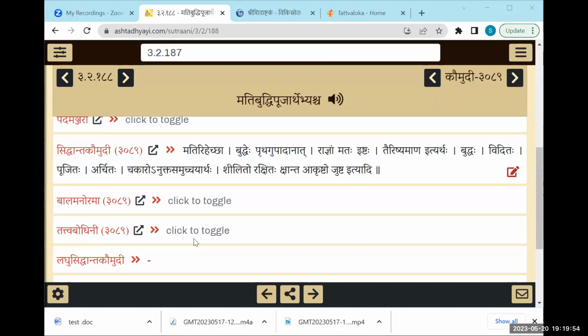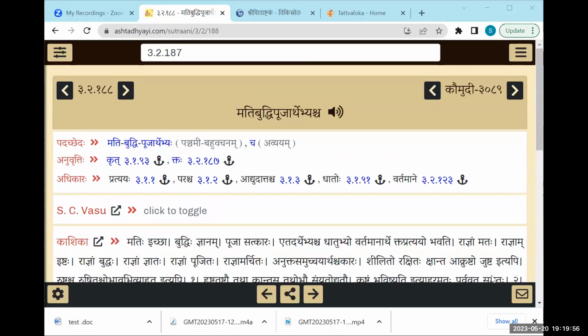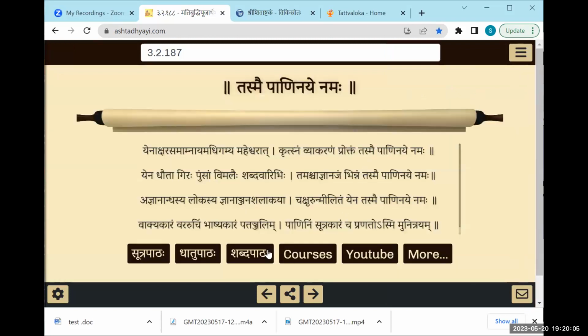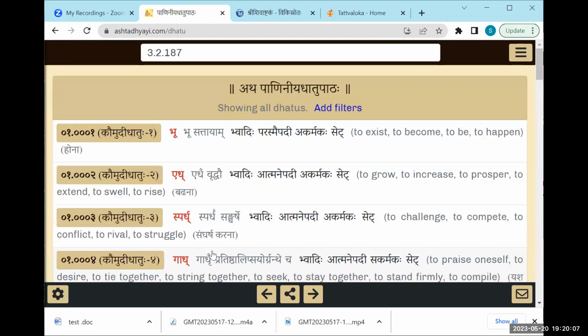Okay. Now, you know our favorite site, right? It is ashtadhyayi.com. Just go to Mukhya Prishtam. From there, you go to Dhatu Patha. All right. Pick any dhatu you like. So you want spardha, edh to grow. Pick it up.